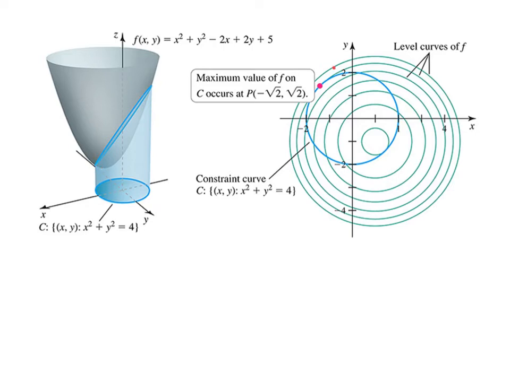We've got level curves over here on the right. This happens to be at the point negative radical 2 comma radical 2 in the xy plane. So the goal in this section is to be able to find those points. Given a function and a constraint, what are the maximum and minimum values on the function given the constraint?